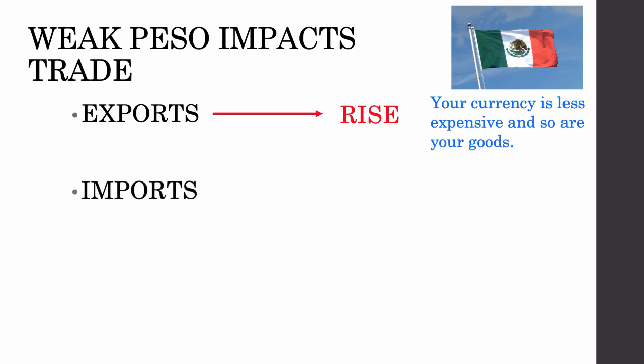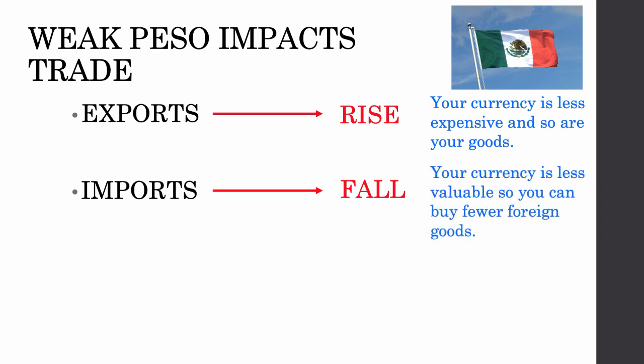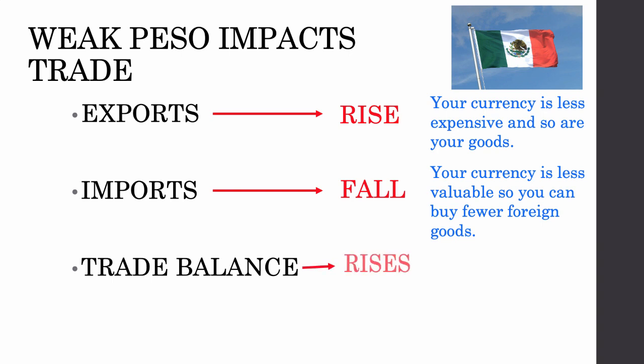In terms of imports, well, the dollar's more expensive, which makes U.S. goods more expensive, so we're not going to buy as many of them. Your currency is less valuable, so you buy fewer foreign goods. So what's that going to do to the trade balance? Well, if you export more and import less, the trade balance is going to rise.